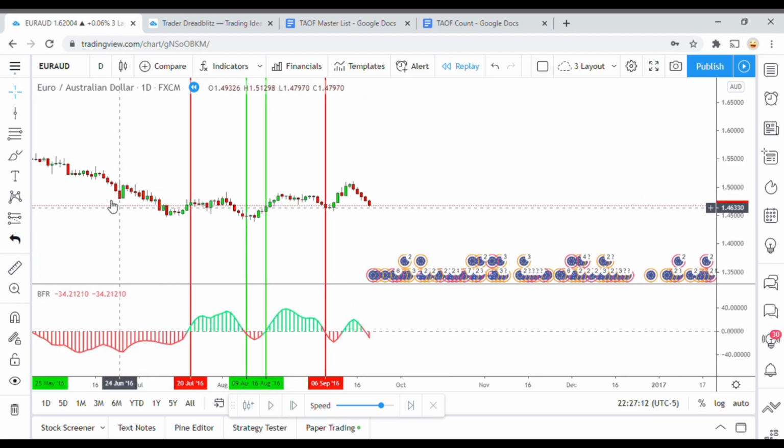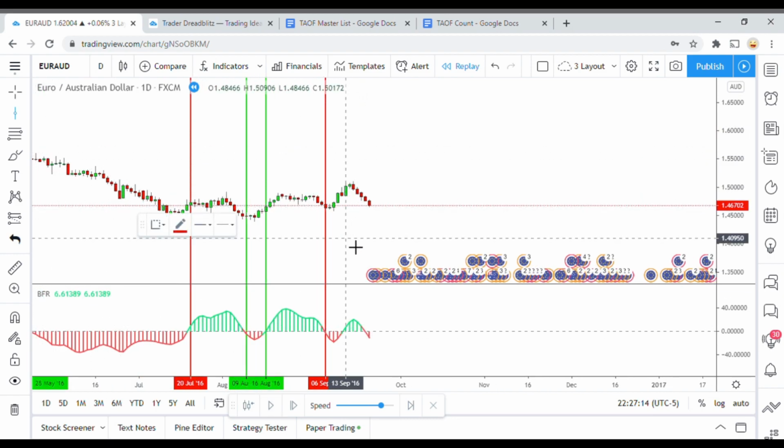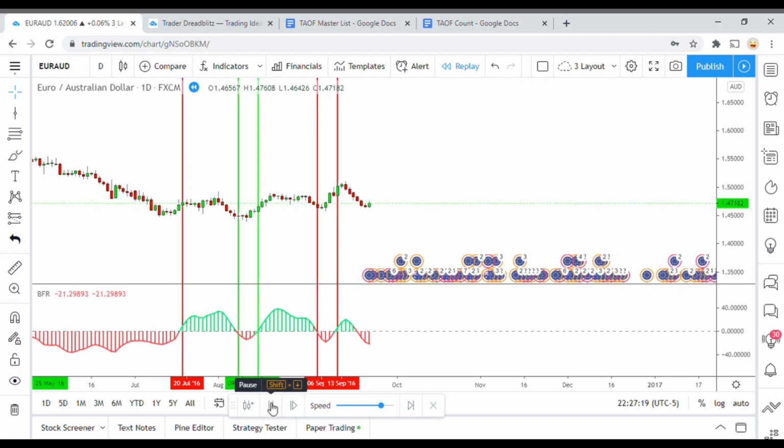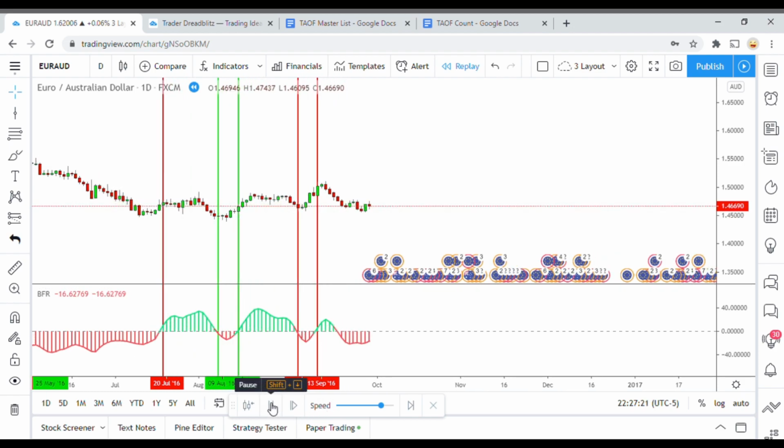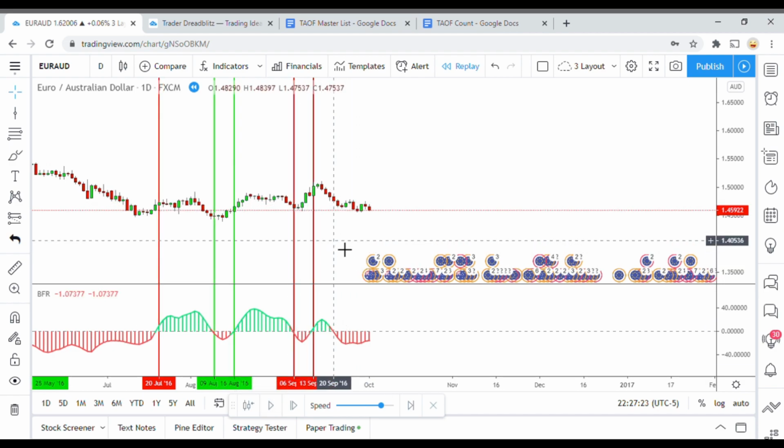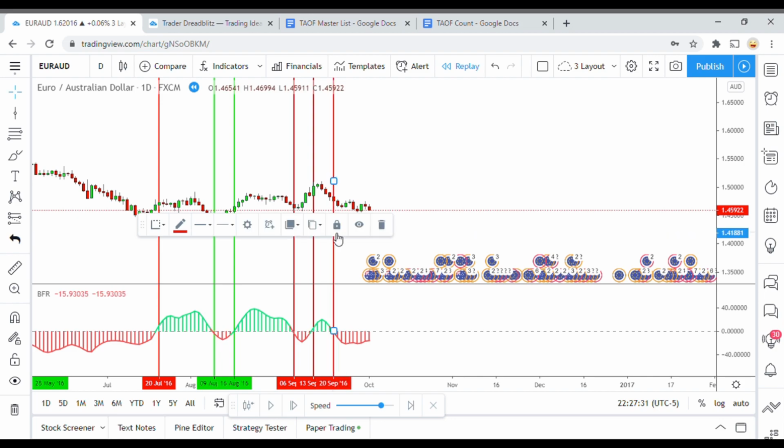Short signal there, stopping us out. Looks like this one might do the same thing. Did. Long signal there, also stopping us out. Then back into a short. Let's see, so there. That one got us to take profit.